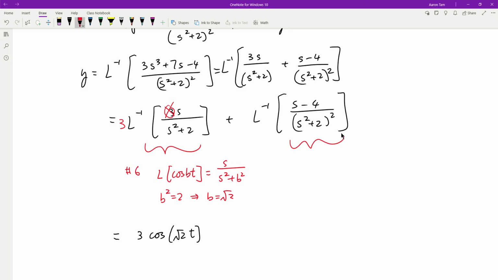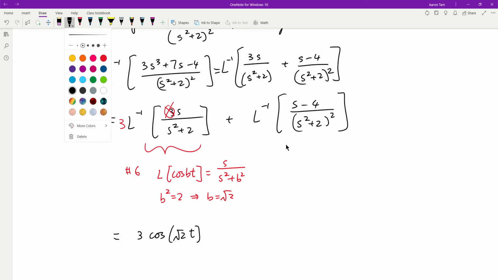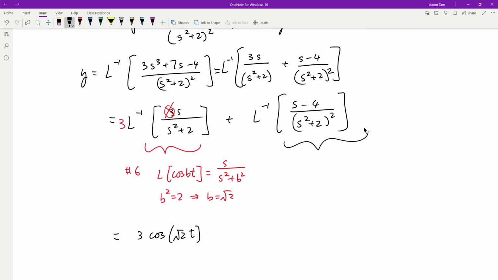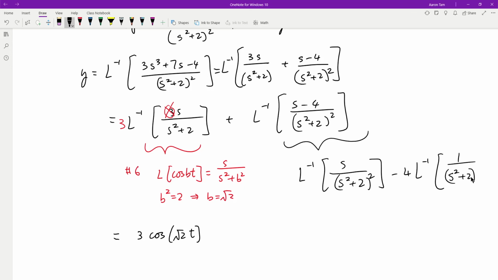This one is a little tricky. Let's see if we can do this. I'm going to separate this into two. I'm going to clean this out right here and break it down into these two things. I'm going to say Laplace inverse transform of s over s squared plus 2 squared plus minus 4 Laplace inverse transform of 1 over s squared plus 2 squared.